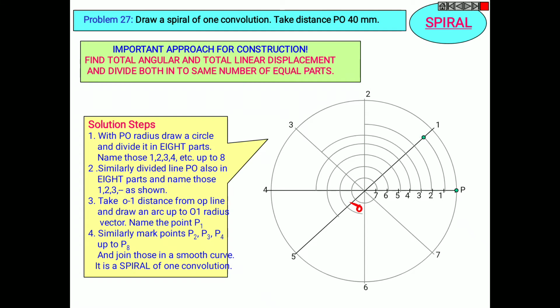Now mark all the points, all the intersections. Now join all the points smoothly in order to obtain the required spiral. Before that, name all these points as P1, P2, P3 and so on up to P8.